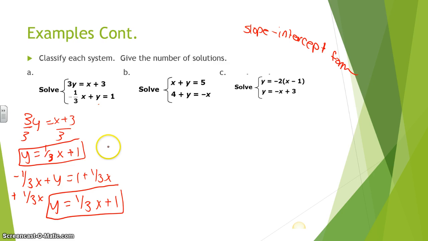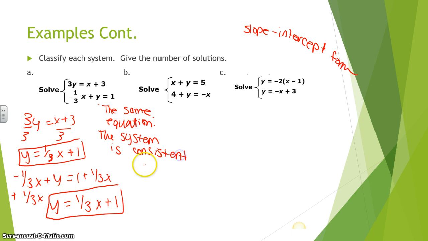So the number of solutions is that they are the same equation. And we can say that the system is coincident, is consistent, and dependent. So that's for A.